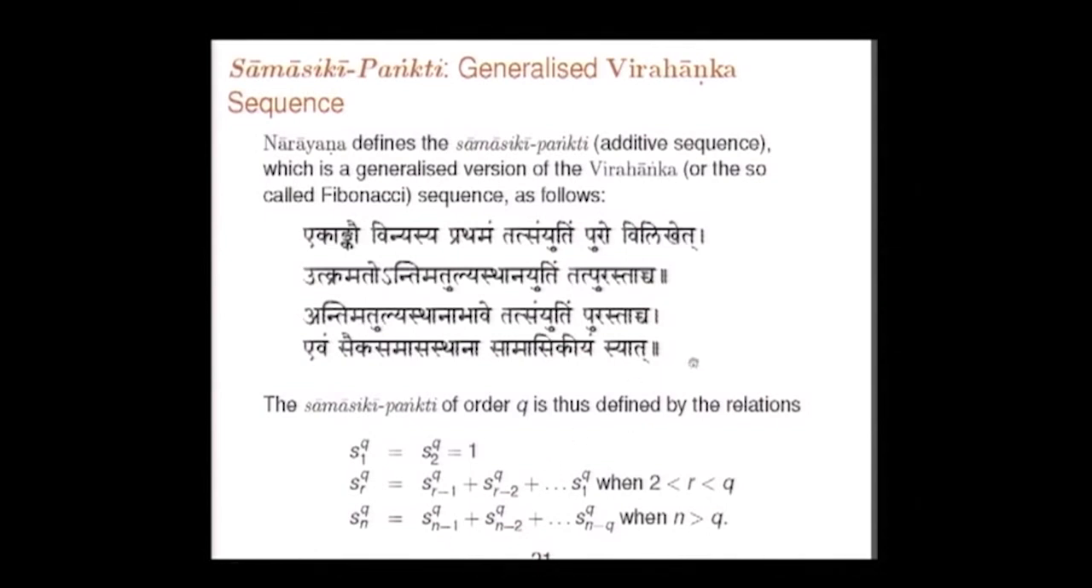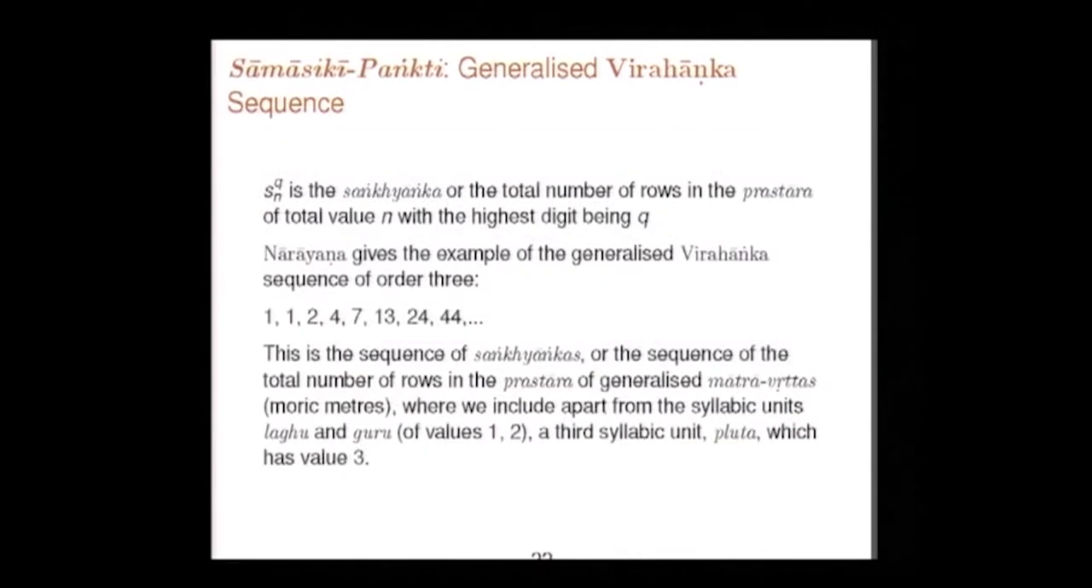as the Fibonacci sequence. S1Q and S2Q are 1, SRQ is the sum from S1 to SR minus 1 when R is less than Q, and SNQ is the sum of the previous Q terms after that. So, when you put Q equal to 2, you will get the Viraha-Anka sequence, the Fibonacci sequence. When you put Q equal to 3, you will get 1, 1, 2, 4, 7, 13, 24, 44.